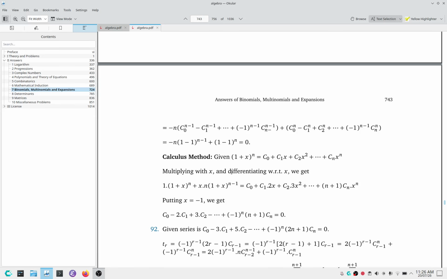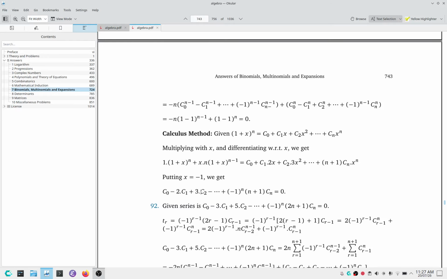We multiply with x and differentiate with respect to x to get 1 times 1 plus x to the power n plus x times n times 1 plus x to the power n minus 1 is equal to C0 plus C1 2x plus C2 times 3x squared up to n plus 1 Cn x to the power n. We put x equal to minus 1 and we get the desired series.